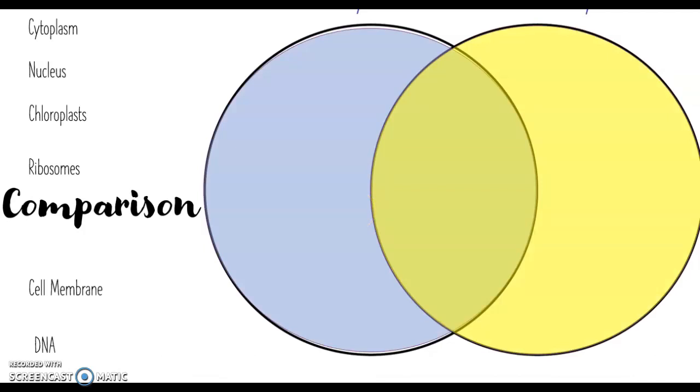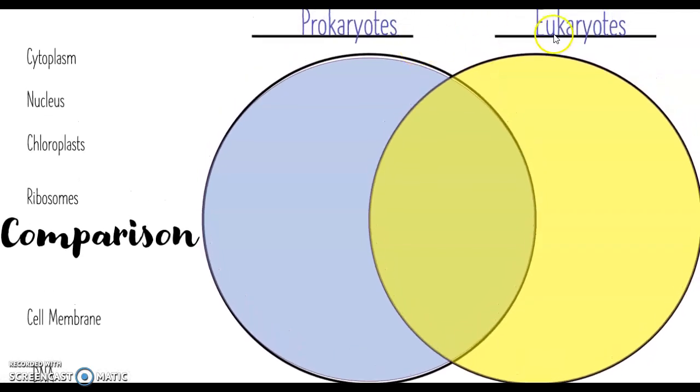Okay, what I want you to do is get out some paper, you're going to do another thing here. You're going to draw two circles. This circle and this circle. Notice they overlap, or they go one on top of the other. This side, I want you to label prokaryotes. This side, I want you to label eukaryotes. Okay? All right. So let's fill this in.